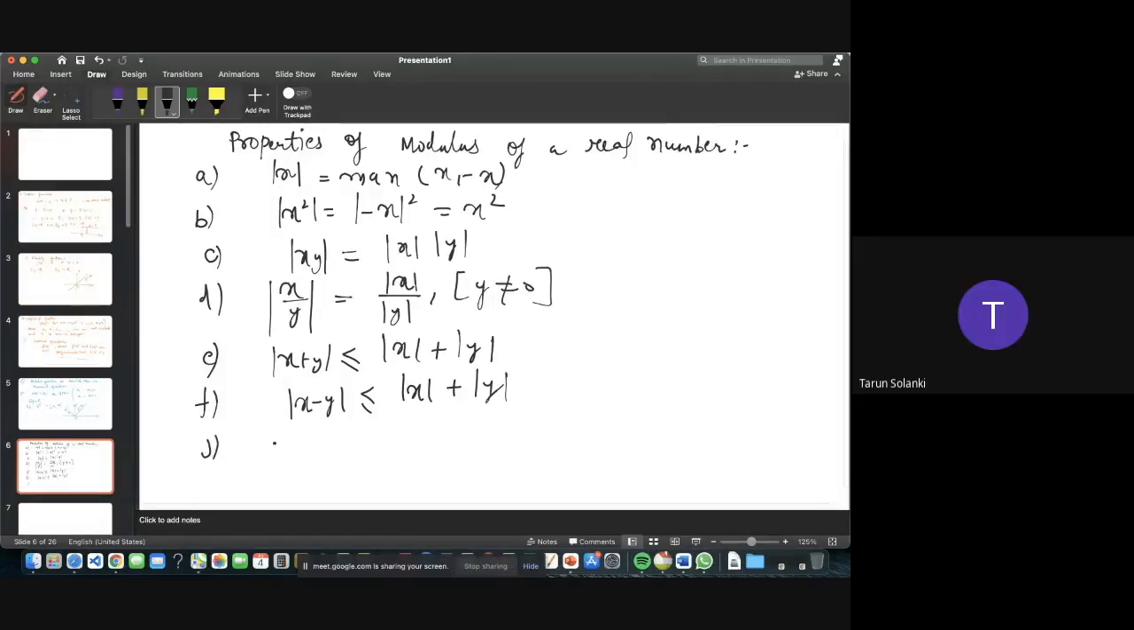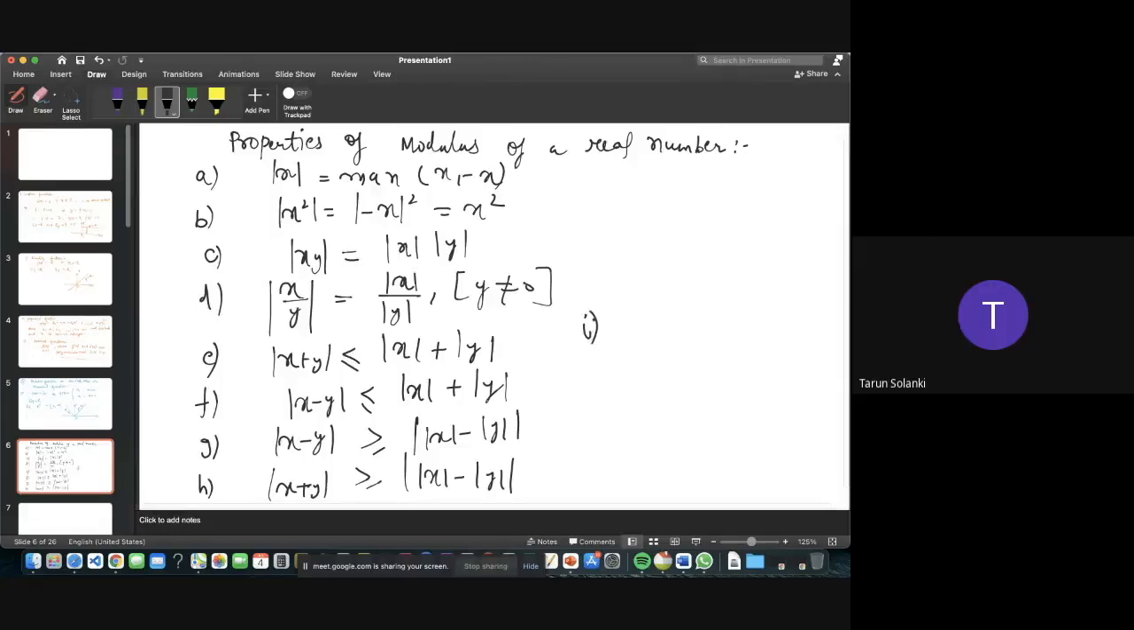And this is greater than or equal to |x| - |y|. Now the next one is |x + y| is greater than or equal to |x| - |y|, right?